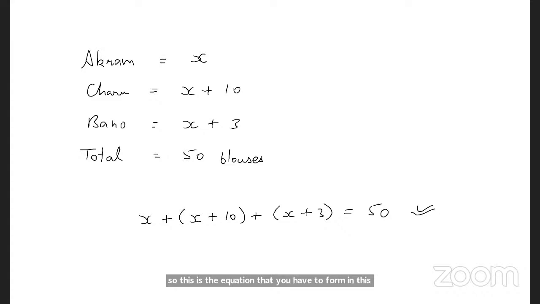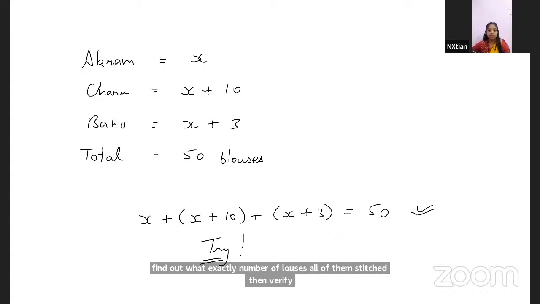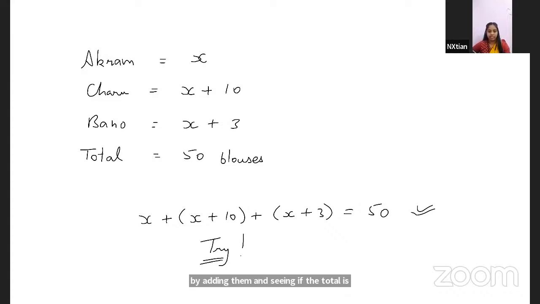All right, so we are going to stop here. You can try to write this equation and solve it at home today, and find out the exact number of blouses. Solve this equation to find out exactly how many blouses all of them stitched. Then verify by adding them and seeing if the total comes to 50. That's how we verify.